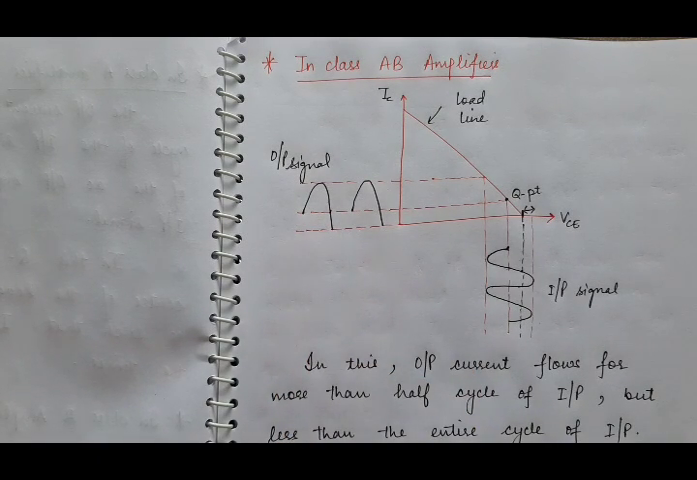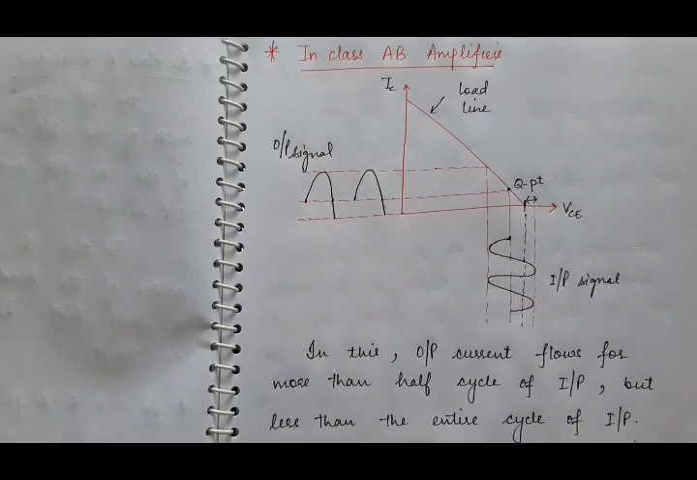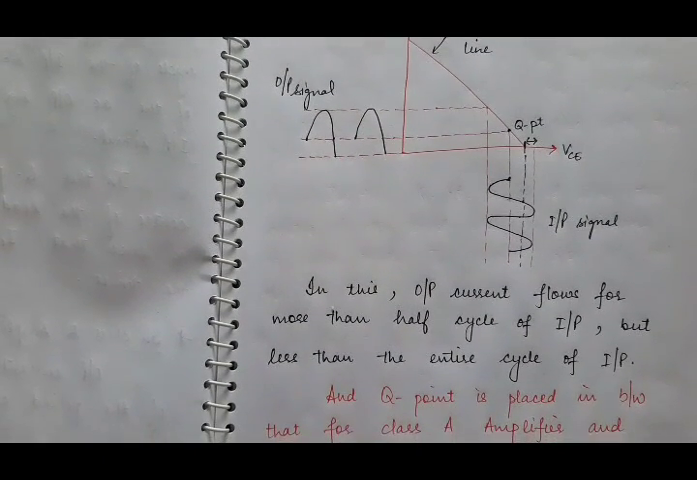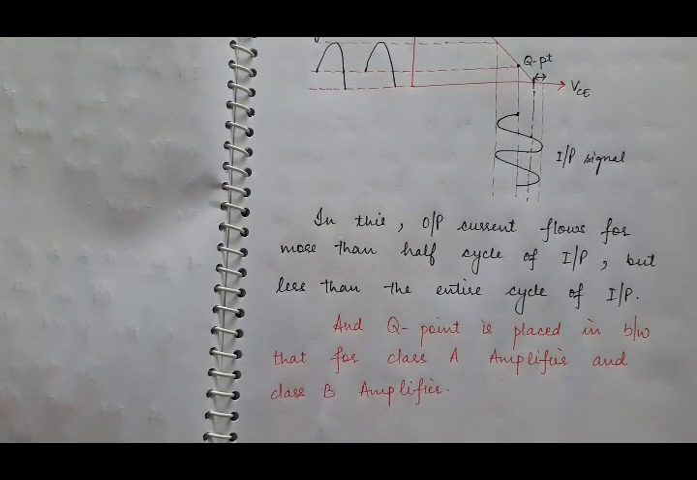But in this case, because the Q point is above cutoff but near the cutoff, the collector current or the output current will flow for a time period more than the half cycle of input signal, and less than the entire cycle of input signal. So this is all about class AB amplifiers.